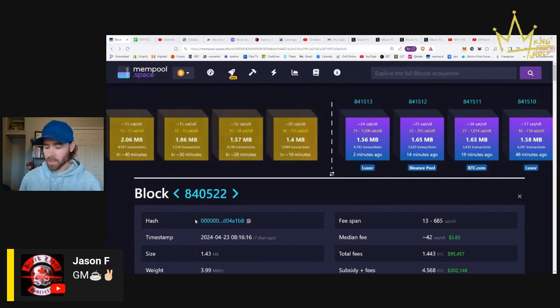Okay, here's the situation of the Bitcoin blockchain right now. We're currently at block height 841,513. 841,000 blocks have been mined. Every time a new block is mined, new Bitcoin are created.